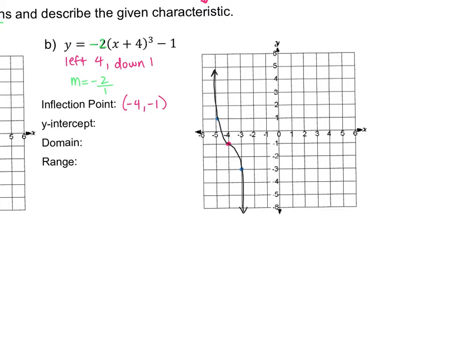And remember, domain and range, just write that as all real numbers because it's pointing down and up. It's pointing left and right with an arrow. So domain and range is always going to be all real numbers.